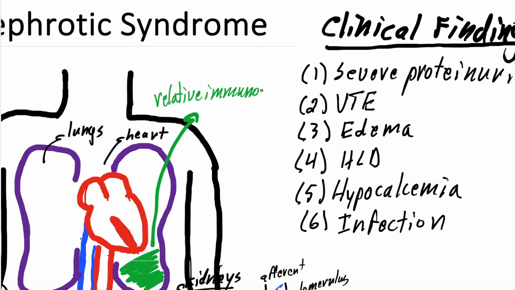with decreased immunoglobulin levels because they've all been urinated out. And that is number 6.